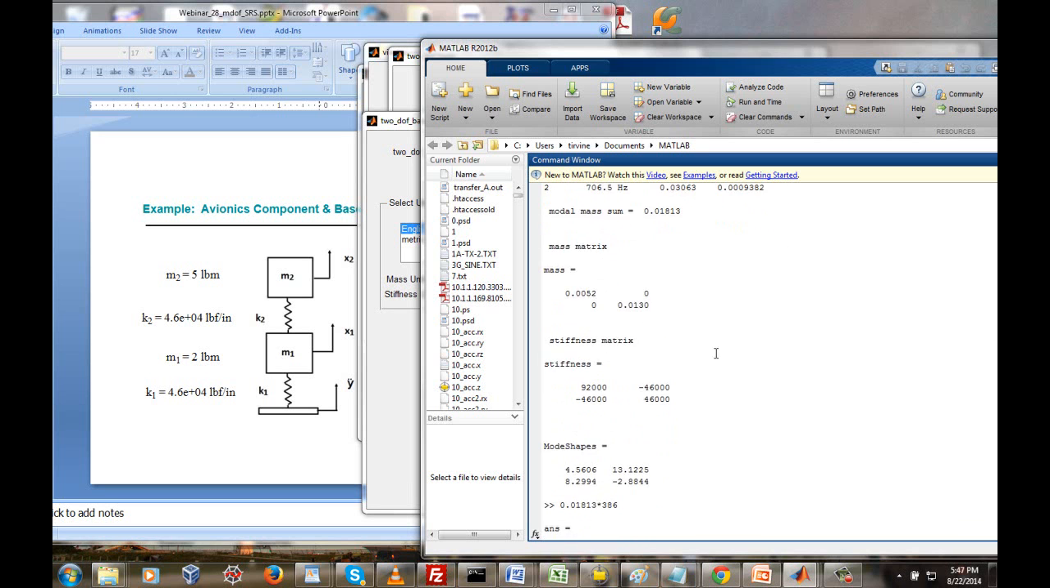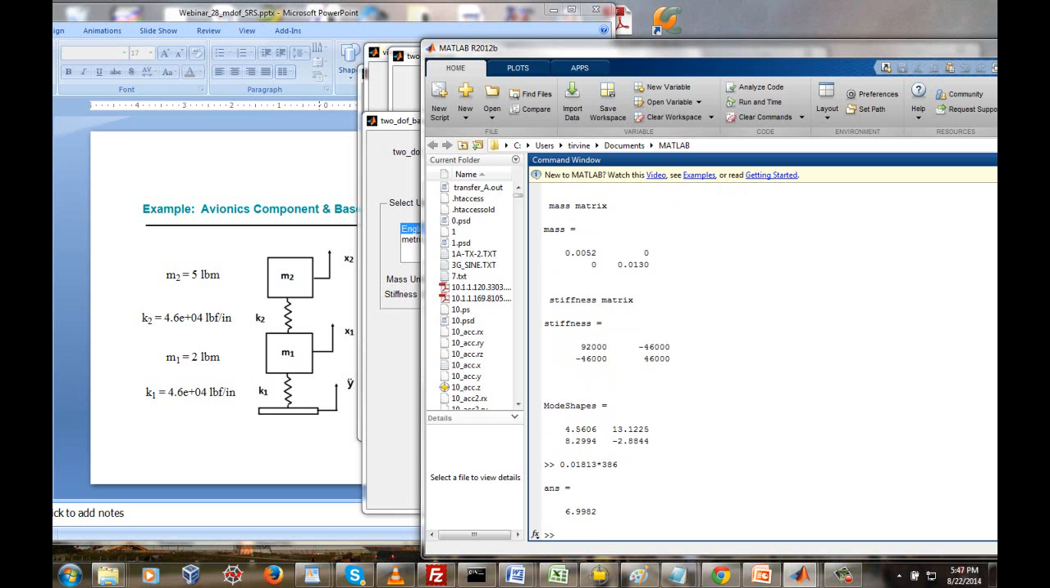And then we have our mass matrix, and this happens to be in units of pounds force seconds squared per inch. So diagonal mass matrix, symmetric. Stiffness matrix. The stiffness matrix is fully populated, but it's still symmetric. You can see the stiffness values there. That's pounds force per inch.